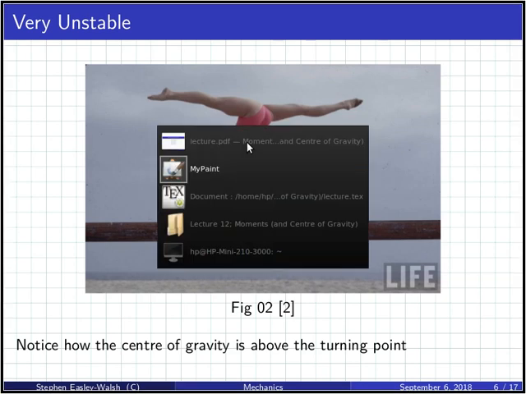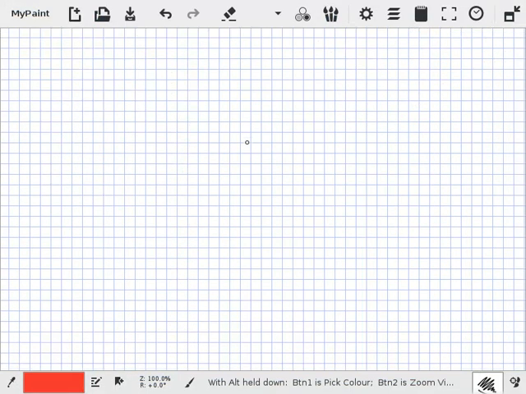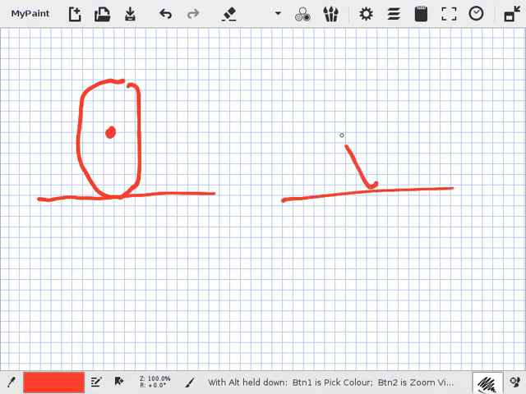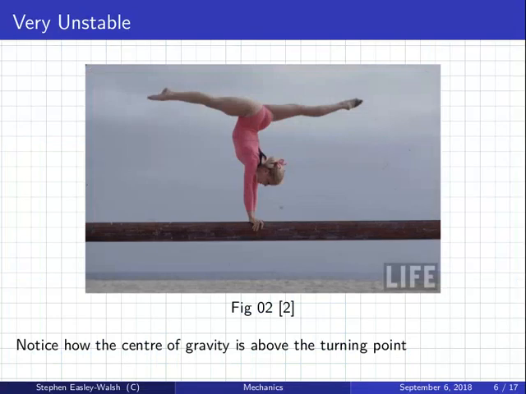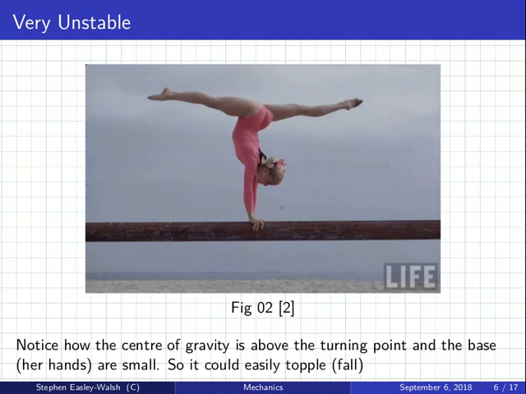Tell me which is worse. If you have something like this, and here's the center of gravity here, or if you have something like this. The center of gravity is the same, isn't it? But which is more likely to fall? The second one. And the reason is because of the area. So she could easily topple. She could easily fall.